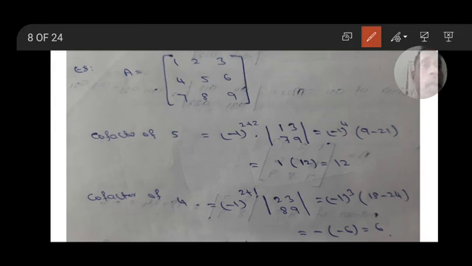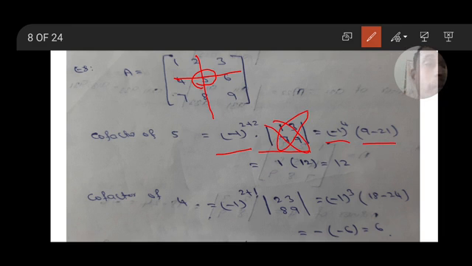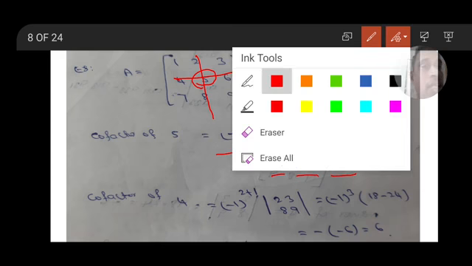Next example. A equals 1, 2, 3, 4, 5, 6, 7, 8, 9. Then the cofactor of this 5. The cofactor of 5 equals (-1) to the power of second row, second column, so (-1) to the power of 2 plus 2 into its minor. How to delete: we get 1, 3, 7, 9. So (-1) to the power of 4, 1 into 9 minus 7 into 3, that is 9 minus 21. (-1) to the power of 4 means plus 1. 9 minus 21 means minus 12, so the cofactor is 1 into minus 12.